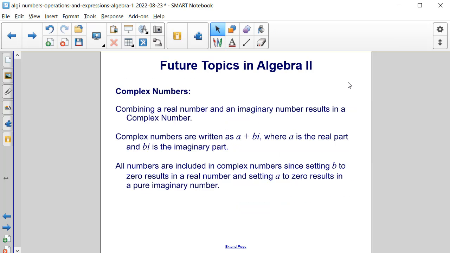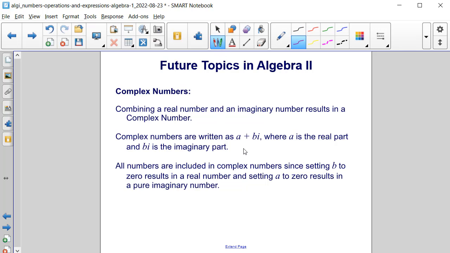The next topic to discuss is complex numbers. Combining a real number and an imaginary number results in a complex number. Complex numbers are written as a plus bi, where a is the real part and bi is the imaginary part. So for example, if we have negative 2 plus 3i, we have a complex number. Negative 2 is the real part and 3i is the imaginary part.